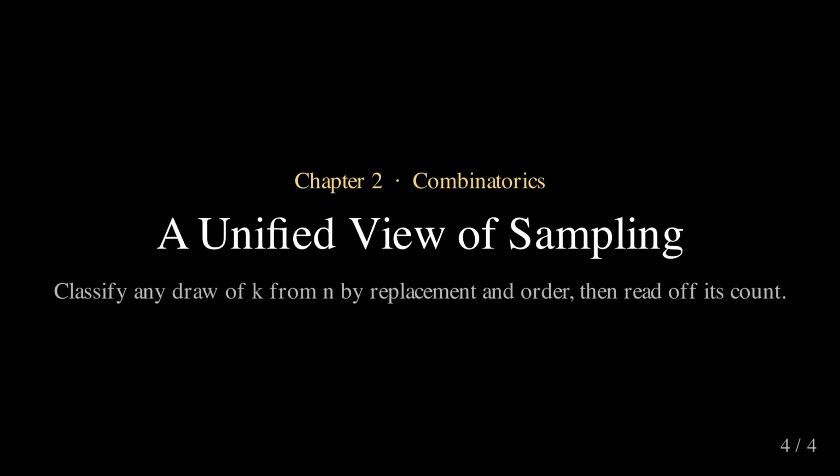Last video, we split a set into several groups at once, partitions and the stars and bars count. That was the last piece. In this video, we step back and see that everything in this chapter has been one question all along. Drawing K items from N, asked 4 different ways.